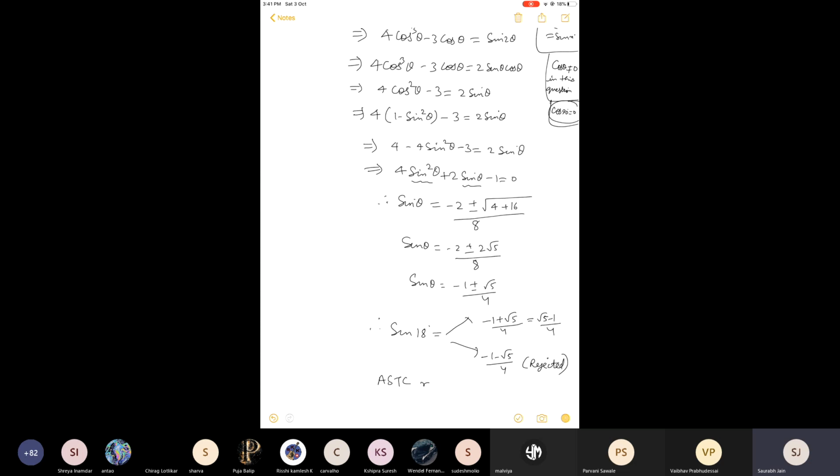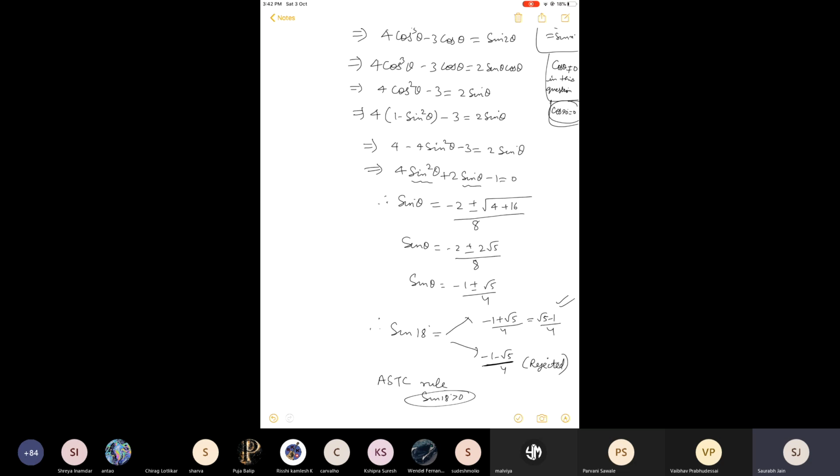So, ASTC rule: sine 18 degrees is positive. And this is a negative value, so this will be rejected. And we are left with only one answer, that is root 5 minus 1 by 4. So it is completely different from all the types of values that we have been deriving till now.